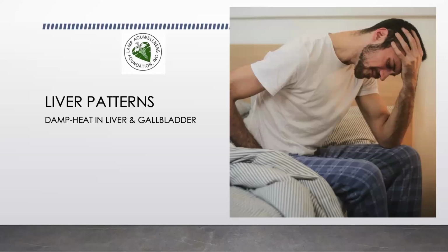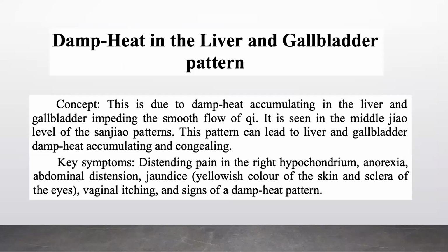Let's discuss damp heat in the liver and gallbladder. This is due to damp heat accumulating in the liver and gallbladder, impeding the smooth flow of qi. It is seen in the middle jiao level of the Sanjiao patterns. This pattern can lead to liver and gallbladder damp heat accumulating and congealing.